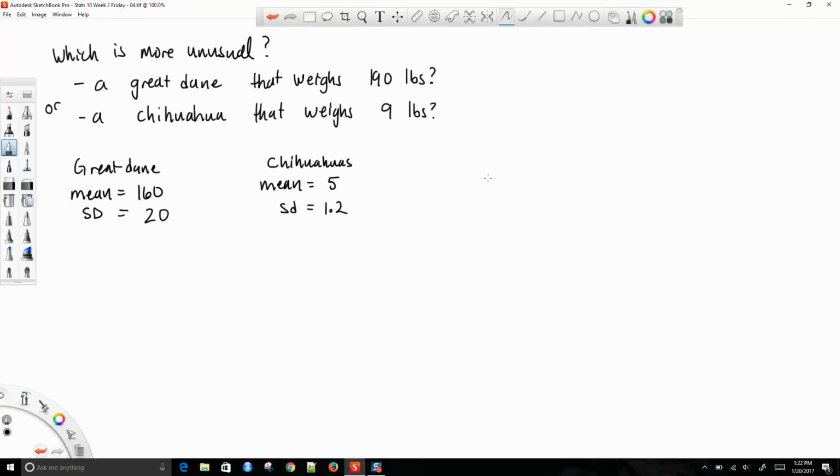Okay, so go ahead and work through those, and we will say answer A if you think the Great Dane is more unusual. B will be Chihuahua more unusual. And C will be neither is more unusual than the other.